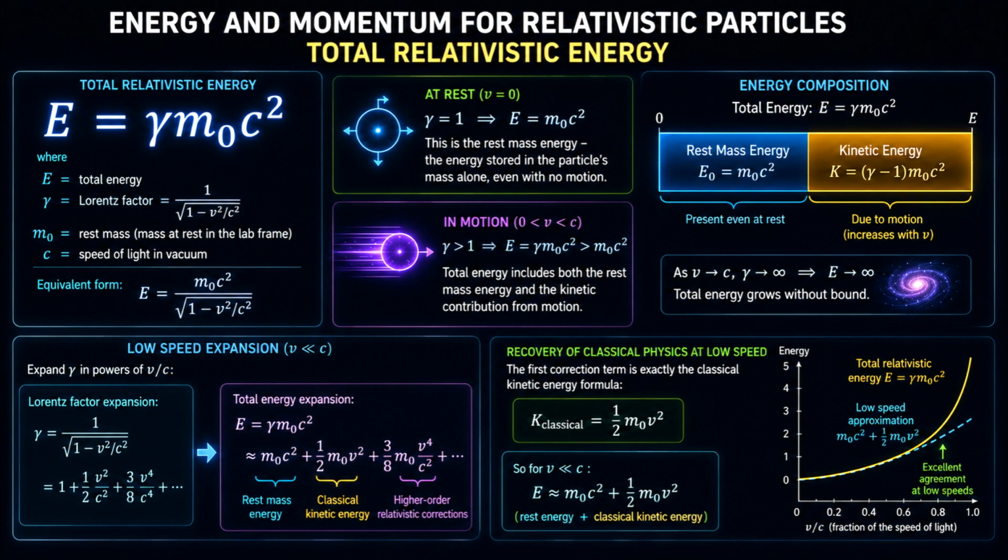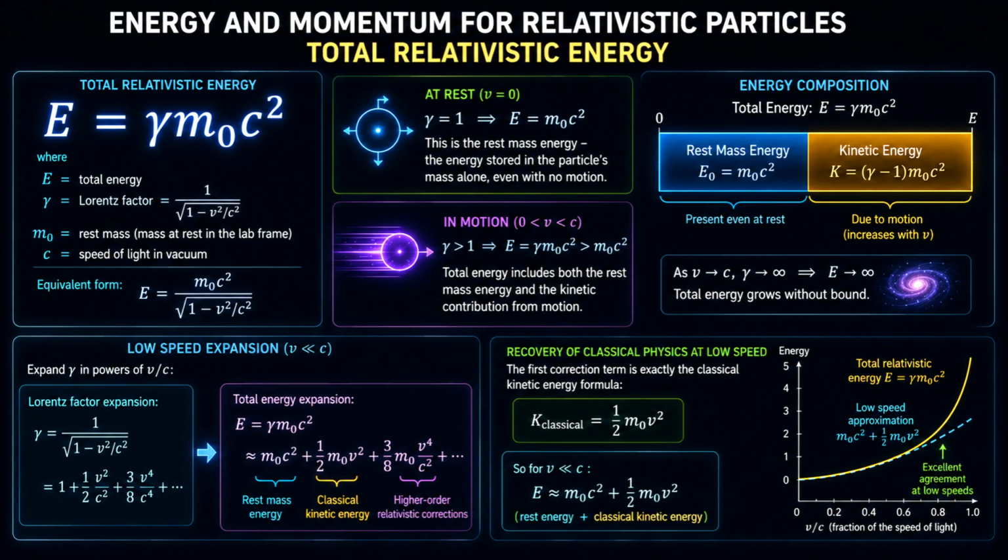When the particle moves, the total energy includes both the rest mass energy and the kinetic contribution. Expanding the formula in powers of v over c gives E approximately equals m naught c squared plus 1/2 m naught v squared plus higher order terms, confirming that the first correction term exactly recovers the classical kinetic energy formula at low speeds.